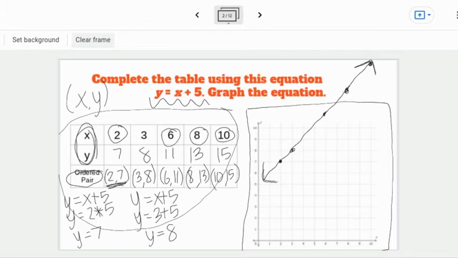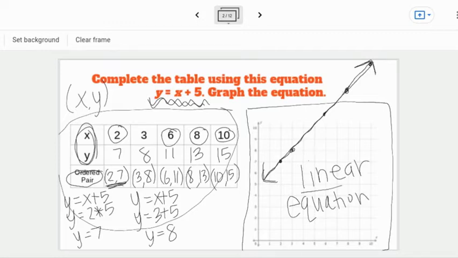Okay, these equations, the equations that we just made, so this one right here, y equals x plus 5. If you see that when I plug them in, it makes a straight line. So these type of equations are called linear equations. That means linear, right? The base of linear is line.